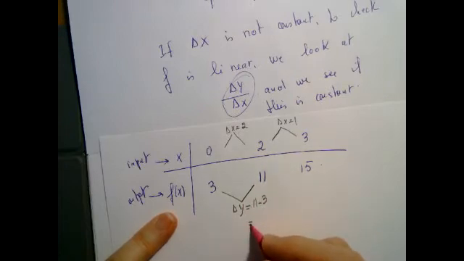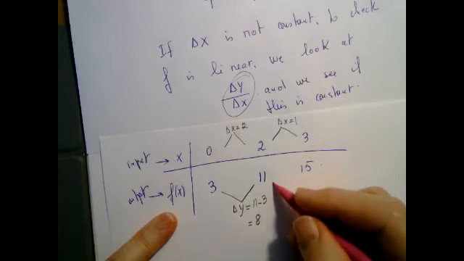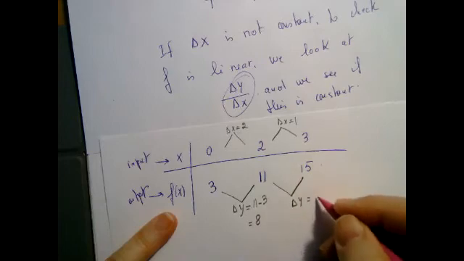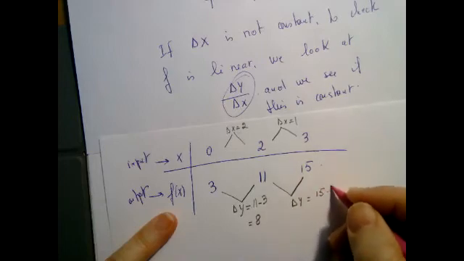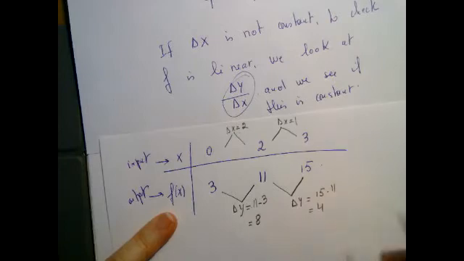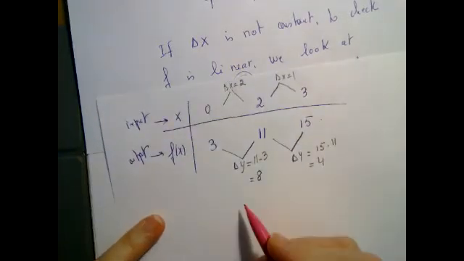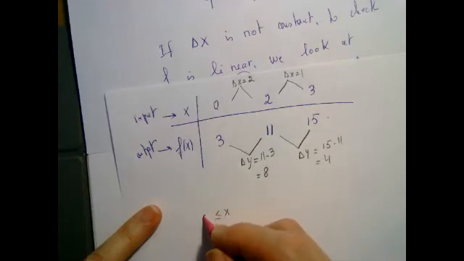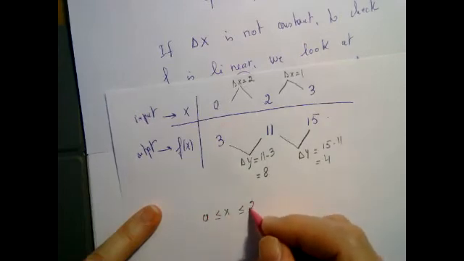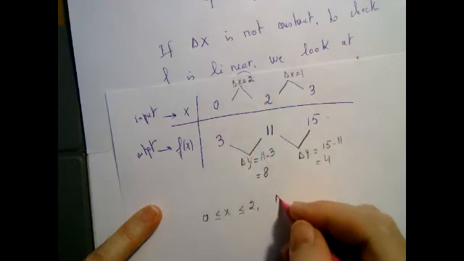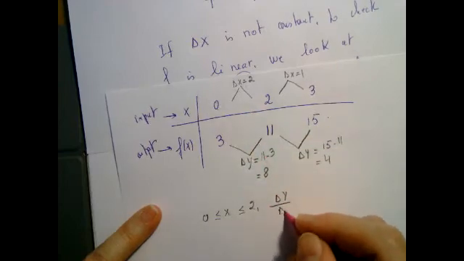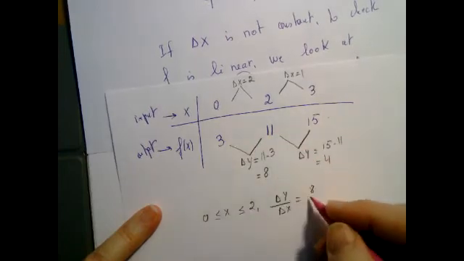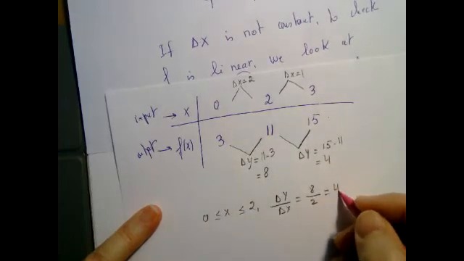11 minus 3, that gives me an 8. And from here to here, the output changed by 15 minus 11, which is going to be a 4. So now we're going to compute the average rate and see if the slope is constant. So between 0 and 2, the change is 8 over 2, which is 4.